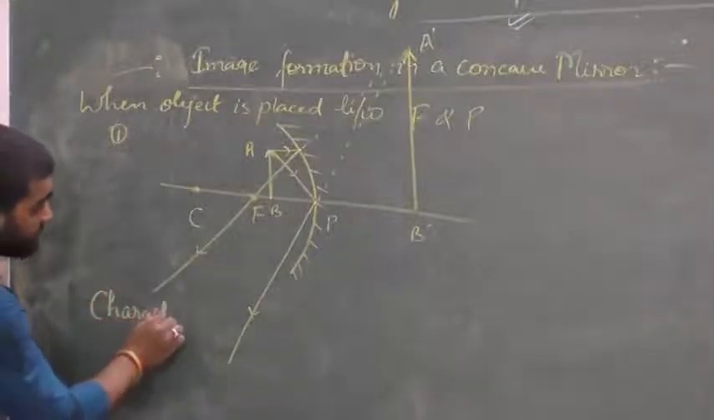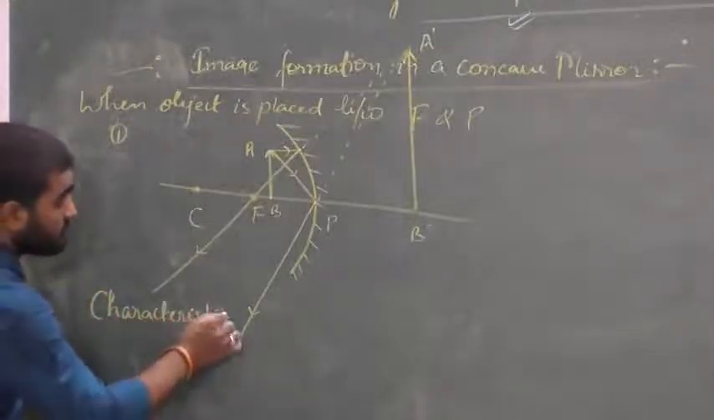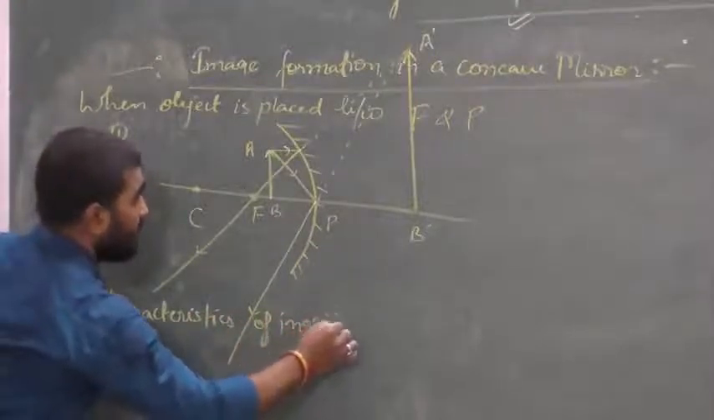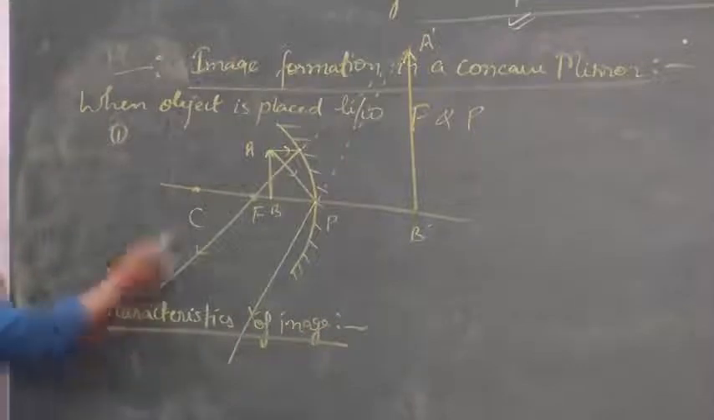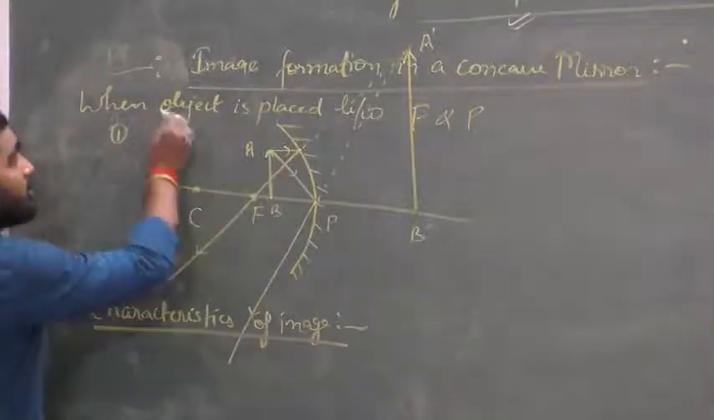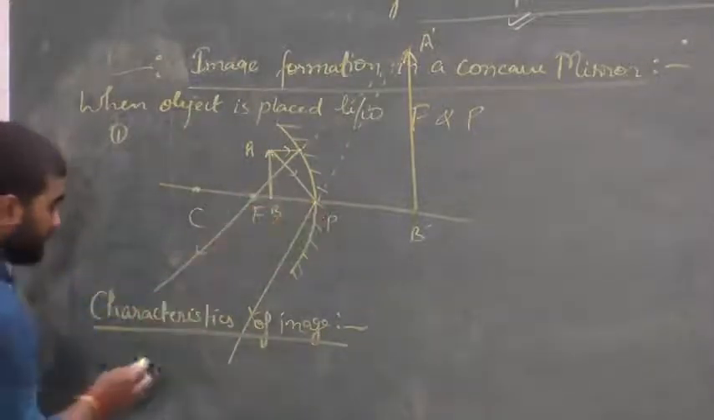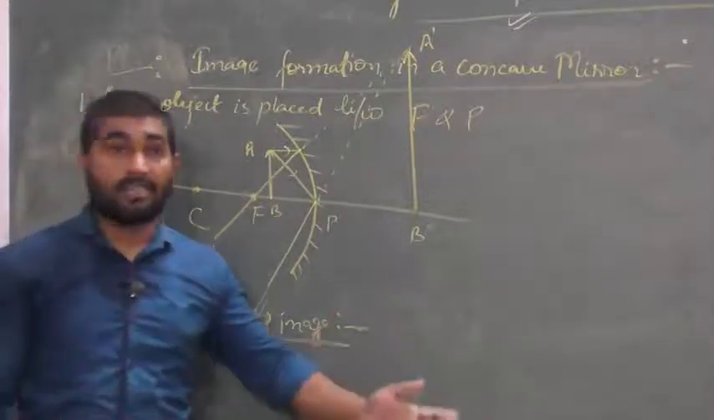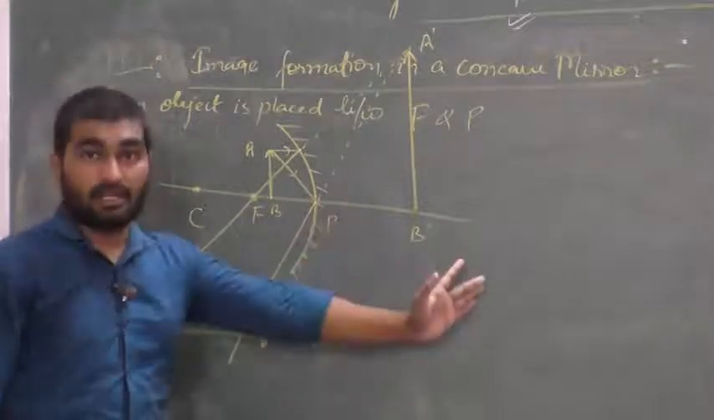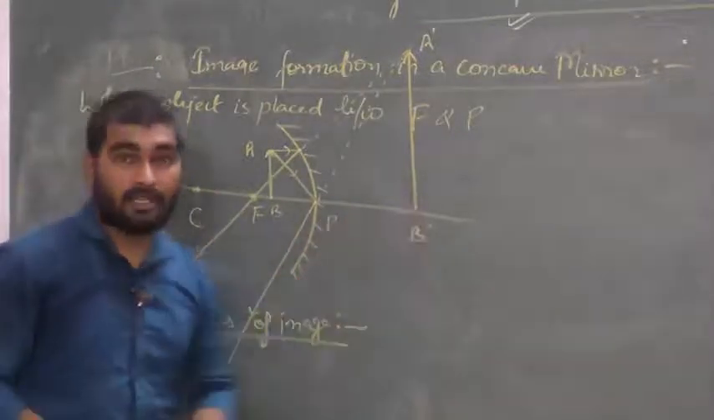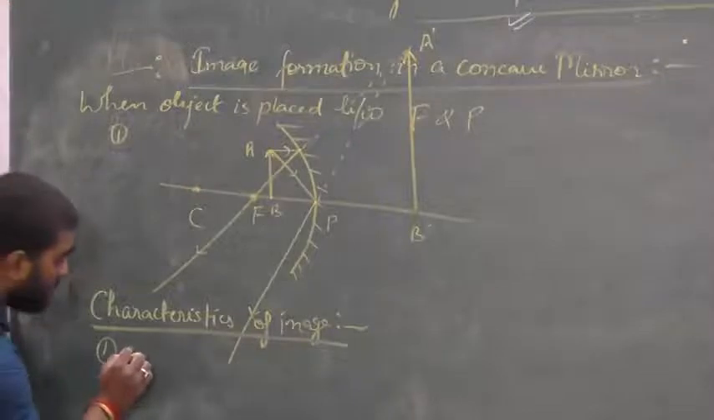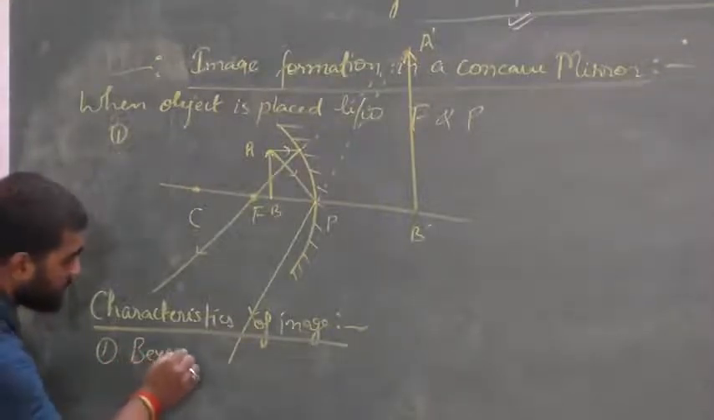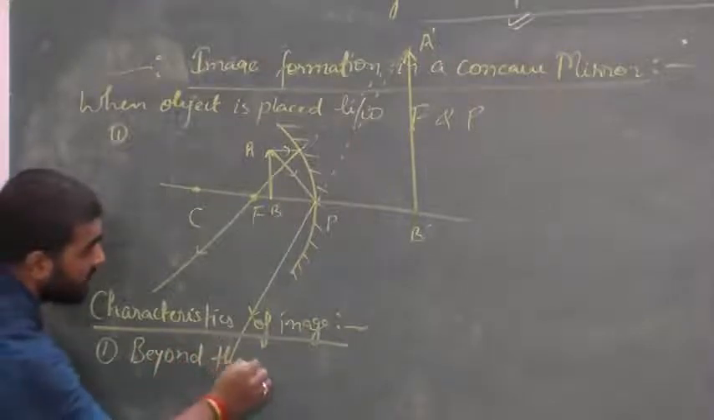Characteristics of the image in a concave mirror. What is the case? When the object is placed between F and P, then the characteristics of the image are, first characteristic, what is the position of the image? The image is forming beyond the mirror. So you can say in the first case the image is formed beyond the mirror, meaning the position will be beyond the mirror.